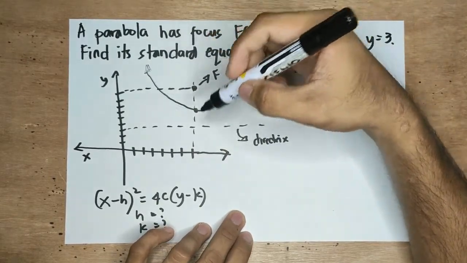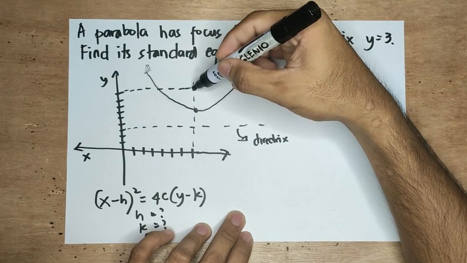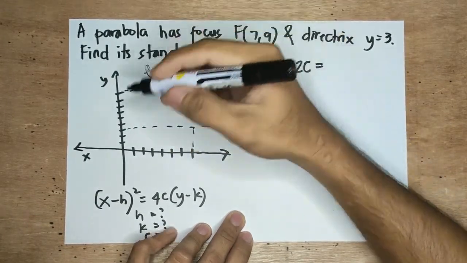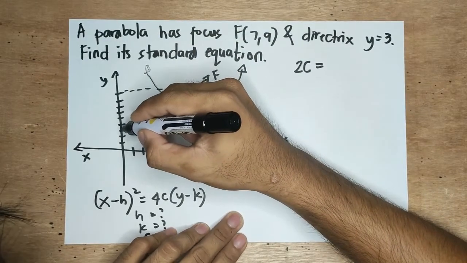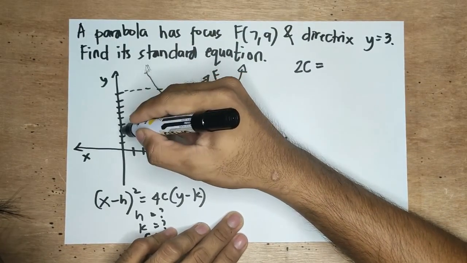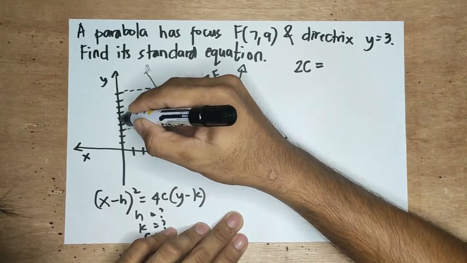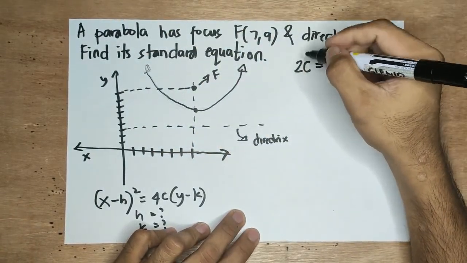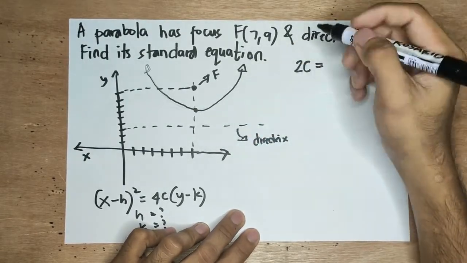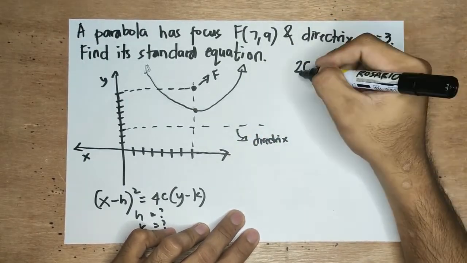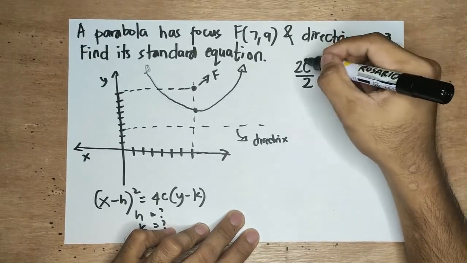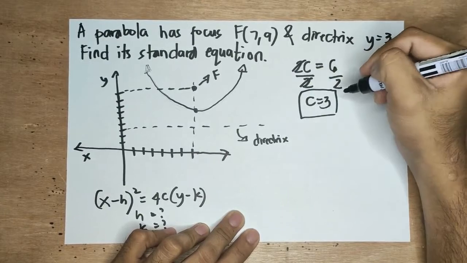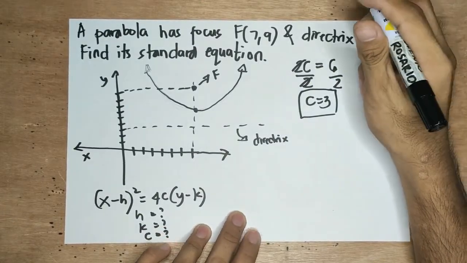Okay, so, paano mahanap yan? It is the distance between the directrix and the focus. So, we will just count kung ilang units ba yung layo nilang dalawa. So, this is 3. So, we will count from here going here. 1, 2, 3, 4, 5, and 6. So, the distance between the focus and the directrix is 6. Dividing both sides by 2, so we have c is equal to 3. Mayroon na tayong value ni c.